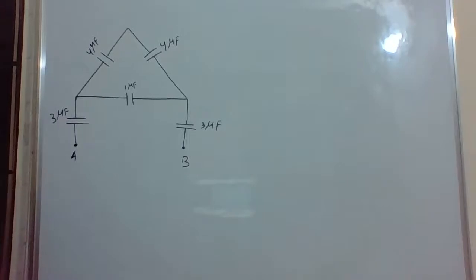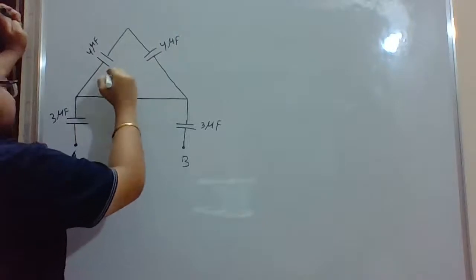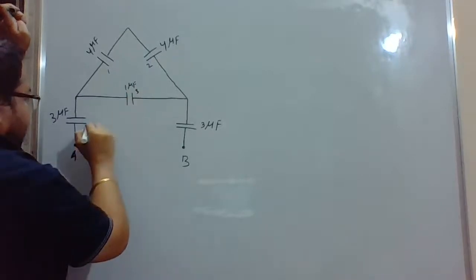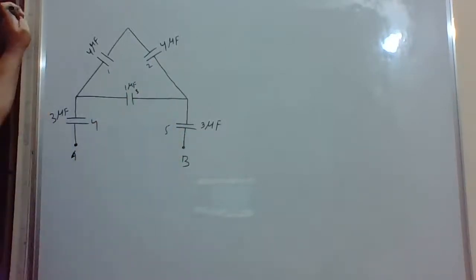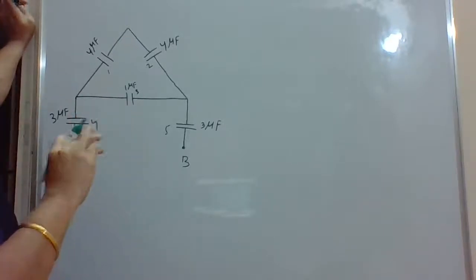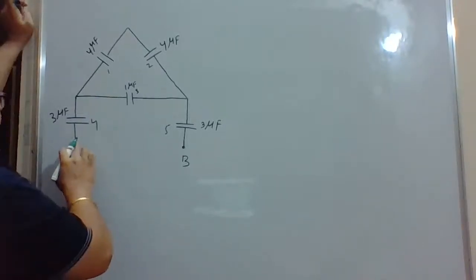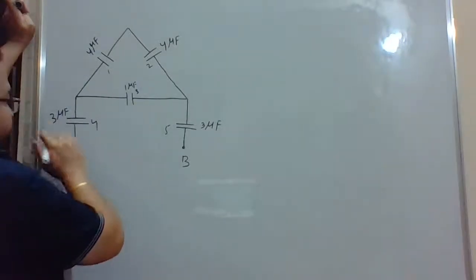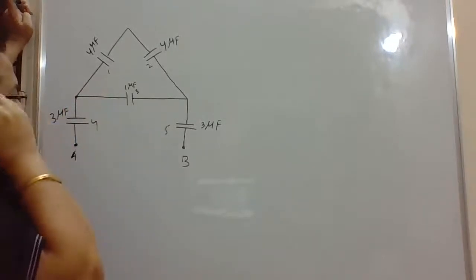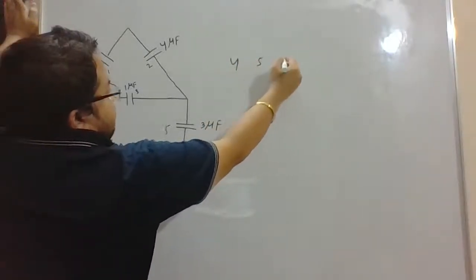We'll go step by step. Let's give some notation to all the capacitors for easy recognition. Say we call them capacitors 1, 2, 3, 4, and 5. As we know, we try to see whether capacitors are in series or parallel, always in a pair of two. If you see here, between capacitor number 4 and 3, this is the junction point. But if you observe, can I say that 4 is in series with 3?